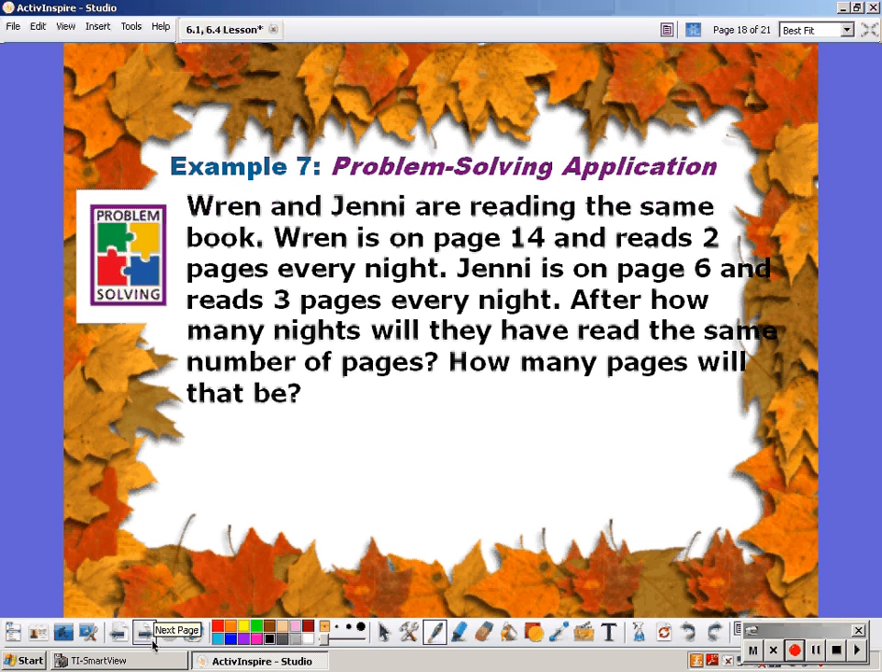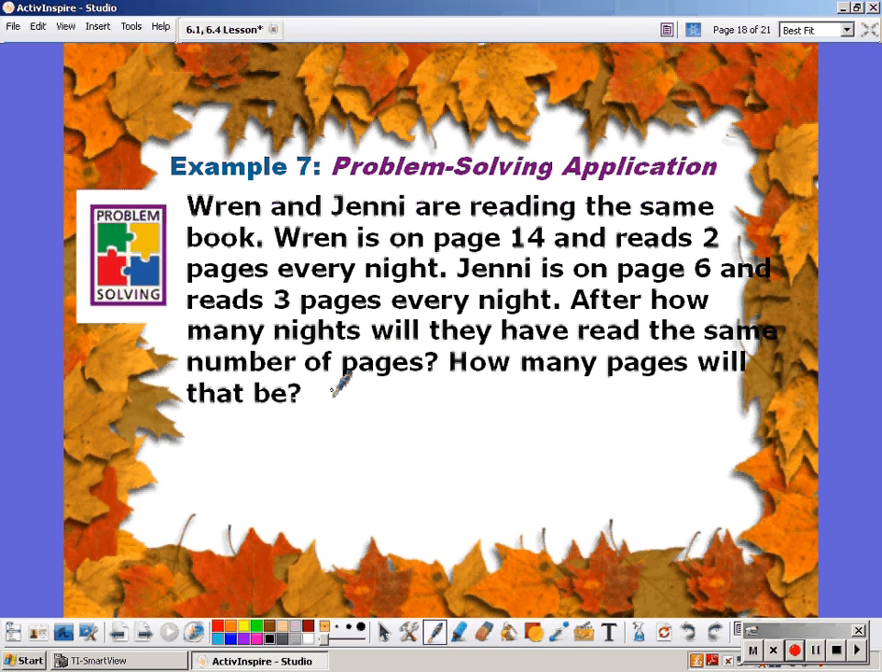Okay, now here's a problem. Ren and Jenny are reading the same book. Ren is on page 14, and she reads 2 pages every night. Jenny's on page 6, and she reads 3 pages every night. After how many nights will they have read the same number of pages, and how many pages will that be? Okay? So we need to think about this.